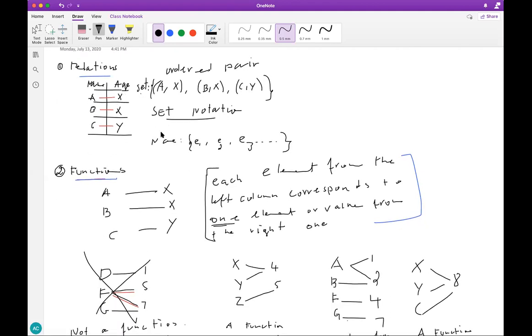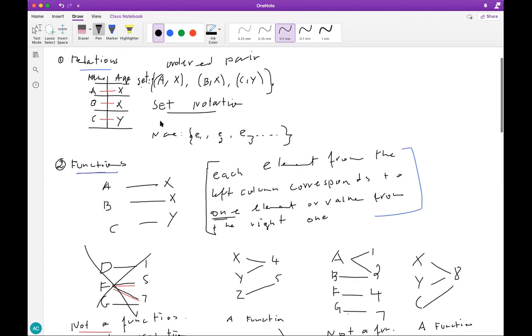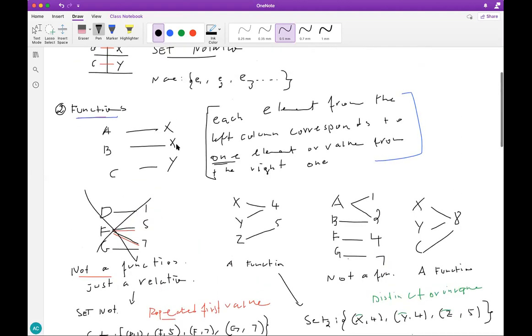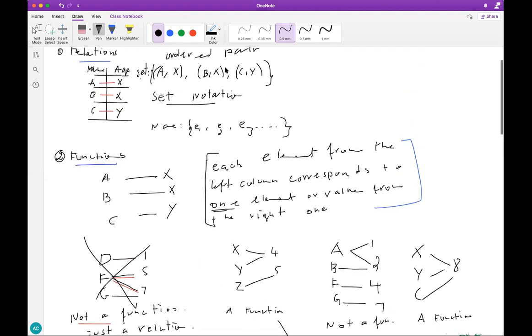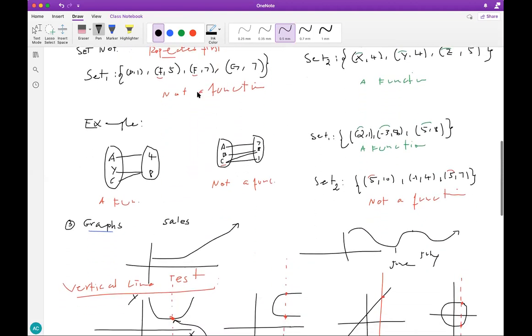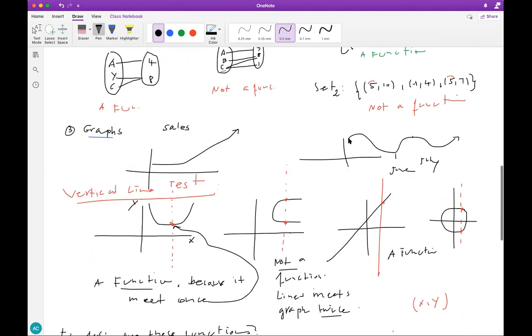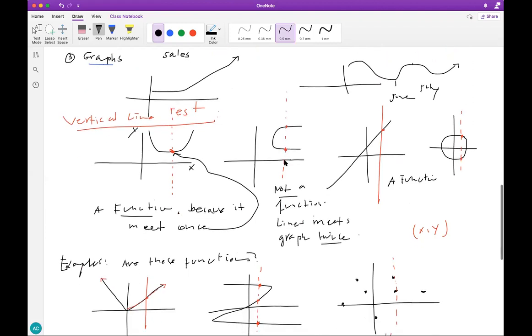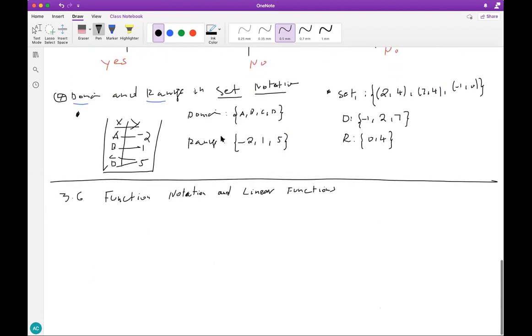So review this, be aware of all the terms we learned last time. What's a relation, what's a function, how do you tell whether something is a function or not, from a table, from a set notation. You should also be able to tell from a graph. It's very easy also to see whether a graph is for a function or not. We also introduced the domain and range of a function. We're going to talk about that a little more today. Domain in set notation, range in set notation.